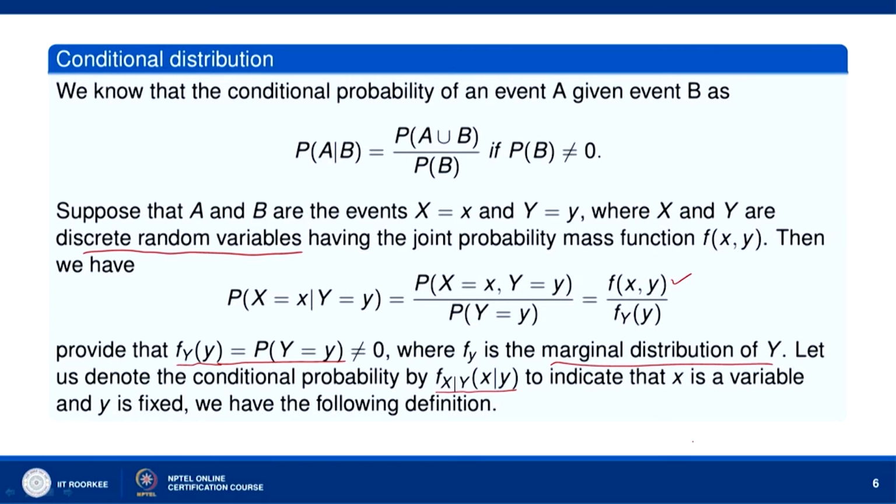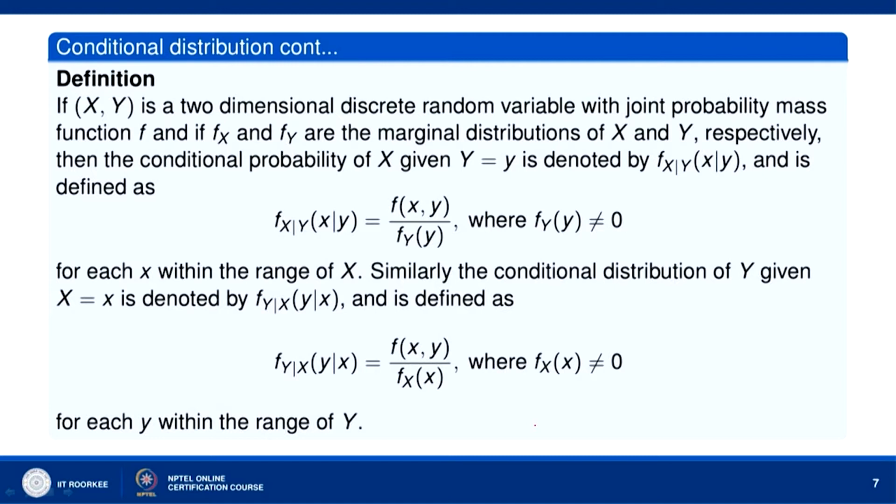So, we have the following definition: if (X, Y) is a two-dimensional discrete random variable with joint probability mass function f, and if f_X and f_Y are the marginal distribution functions of X and Y, then the conditional probability of X given Y equal to y is denoted by f_{X|Y}(x|y), and is defined as f_{X|Y}(x|y) = f(x, y) / f_Y(y). f_Y(y) is the marginal density of y with respect to the joint distribution, for each x within the range of X.